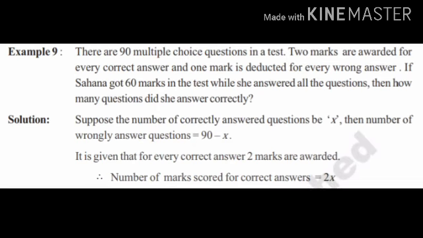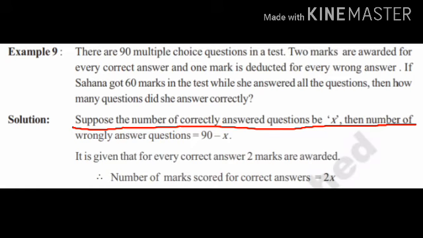Example 9. There are 90 multiple choice questions in a test. 2 marks are awarded for every correct answer and 1 mark is deducted for every wrong answer. If Shahana got 60 marks in the test while she answered all the questions, then how many questions did she answer correctly?